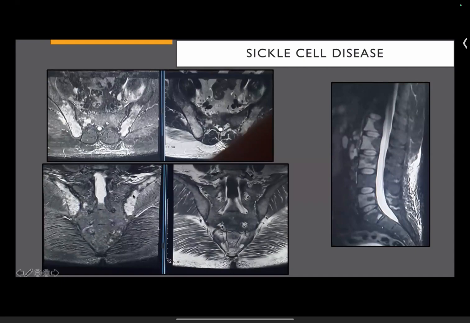I like this image because it looks like big patches of marrow edema, but the patient has sickle cell disease. And there's nothing on the other side. So this is just subacute infarcts.